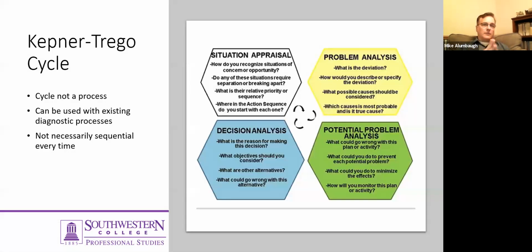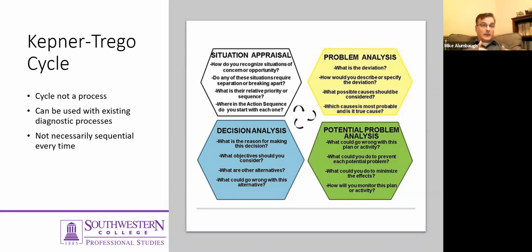This is the model that is in The Rational Manager, the book written by Charles Kepner and Benjamin Tregoe in the 70s. What I want you to notice is that the chasing arrows in the model aren't really going from phase to phase to phase. They're just going in a general clockwise direction. There's a reason for that. This is not a process. This is a cycle. And you may go from situation appraisal to problem analysis to potential problem analysis and then decision making, 1, 2, 3, 4.